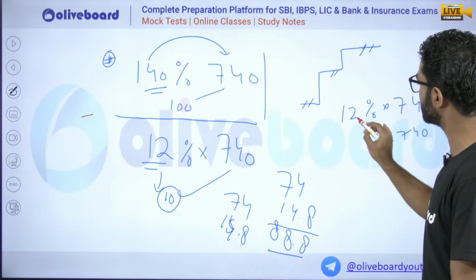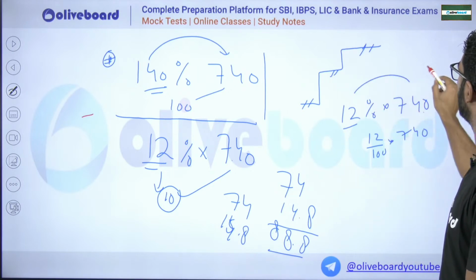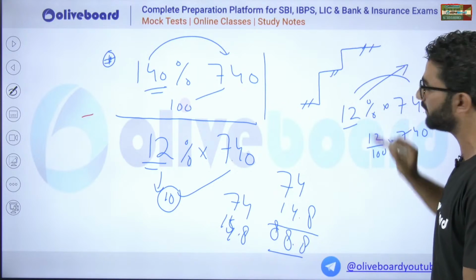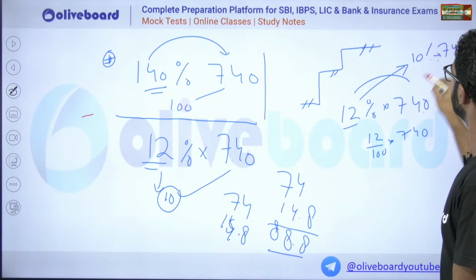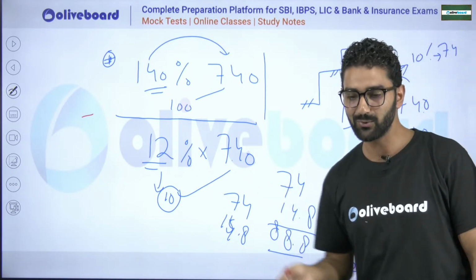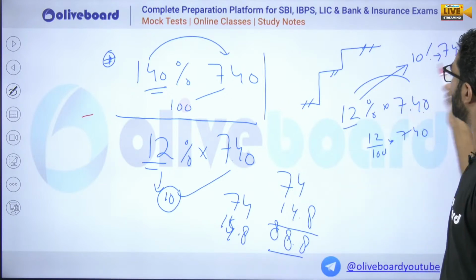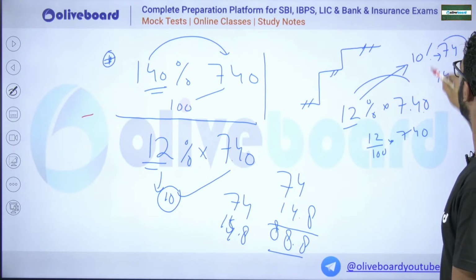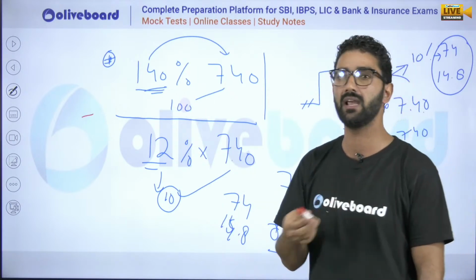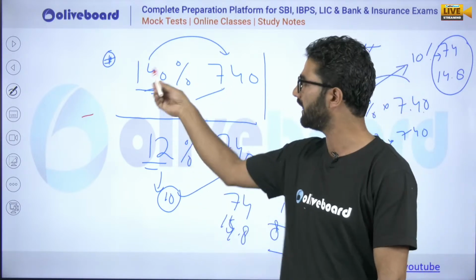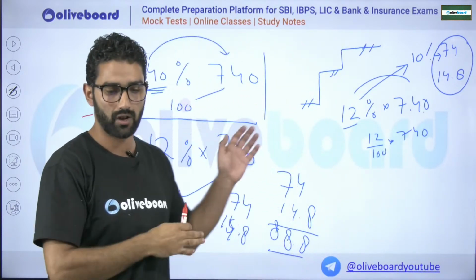For 12 percentile, just calculate 10 percentile first. For this number it will be 74. Not only this, we have 2 percentile. You know 1% will be 7.4, so 2% will be 14.8. Then you can add them and get the exact value. Similarly, if you have 140 percentile of this number, calculate 100 percentile, then another 40%, and you can get the value. You will see a lot of questions like this.